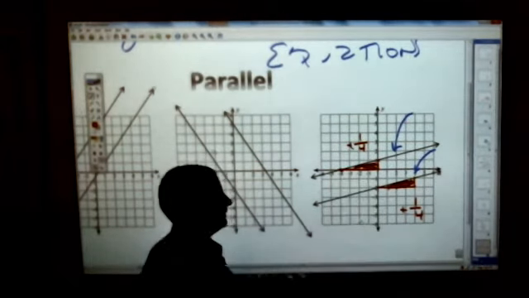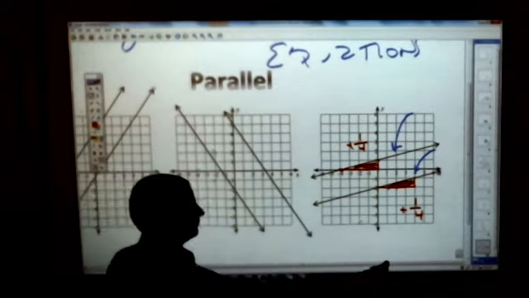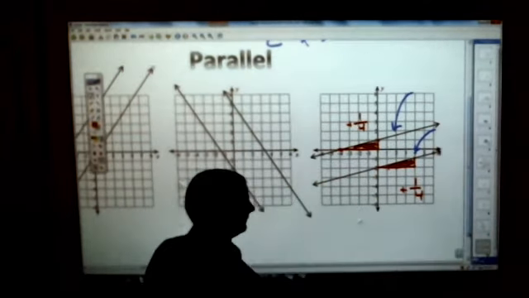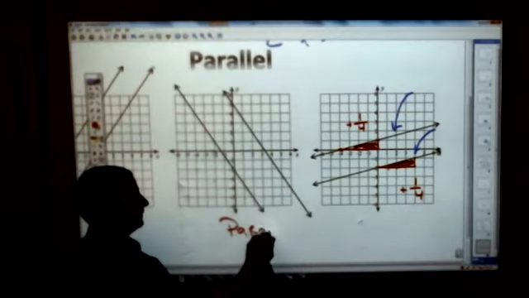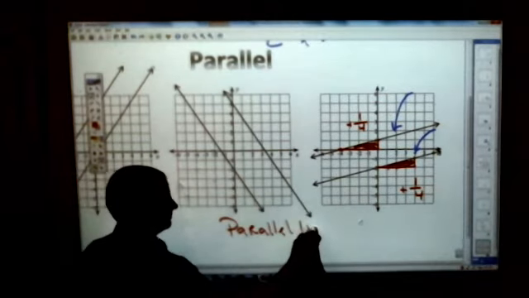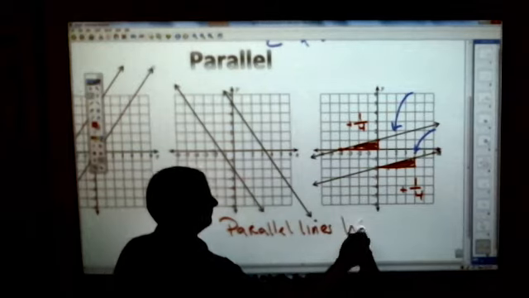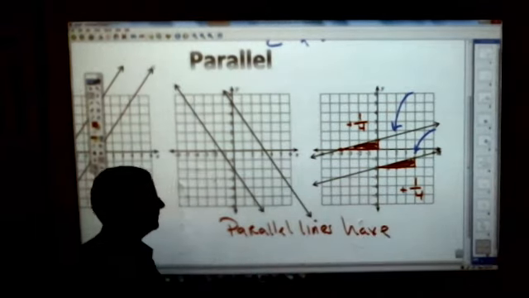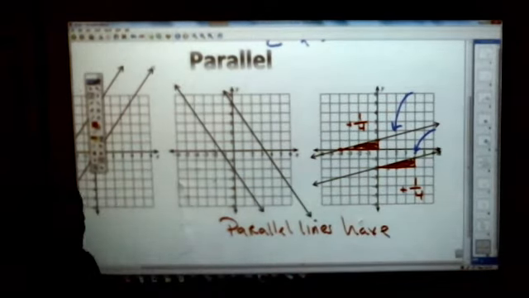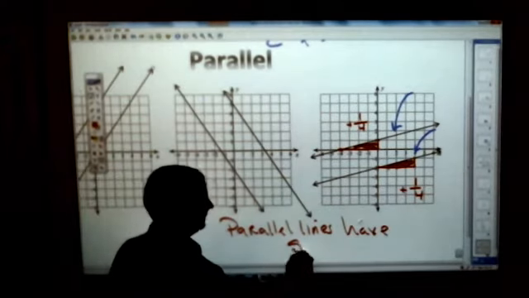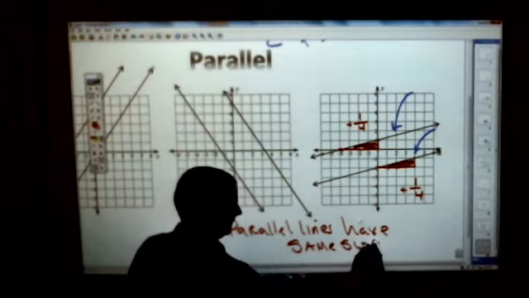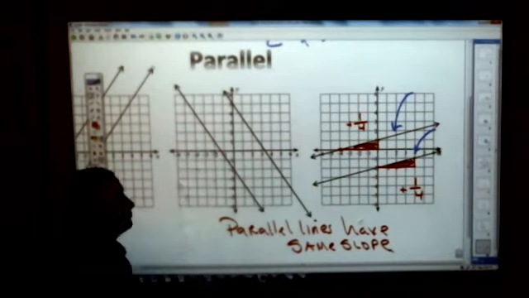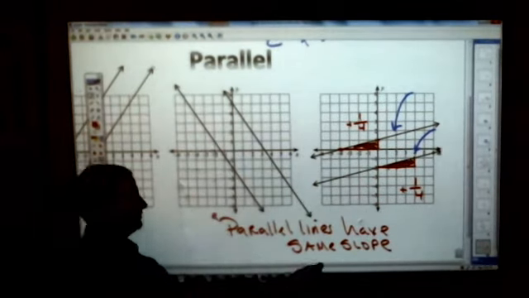Now, can anybody make the deductive leap without having to do the other two that are listed on here? That if this statement is true, parallel lines have the same slope. Thank you. Now notice, then, it doesn't say they have the same y-intercept.